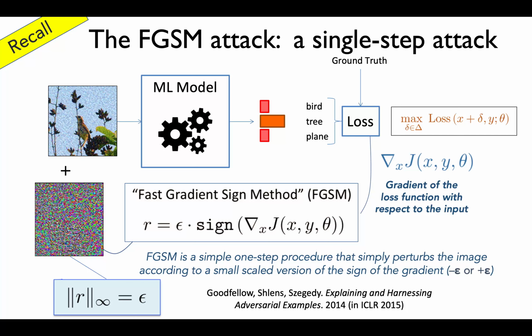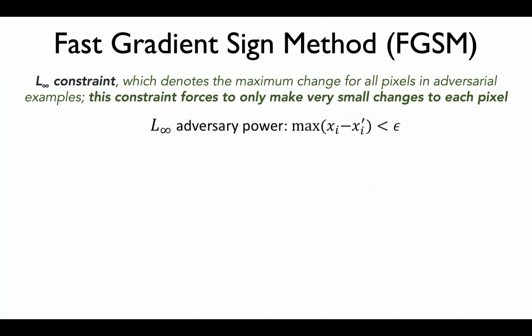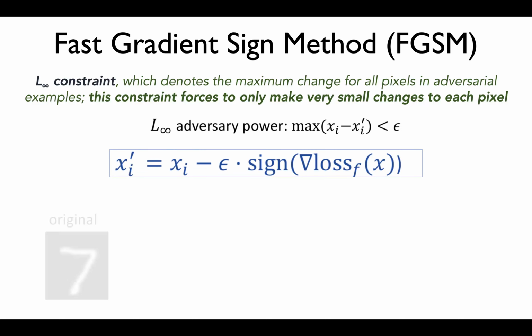The difference between this and the earlier attack is that now we are bounding the L infinity norm of the perturbation that we can make. So the L infinity norm of R here is equal to epsilon. That is also shown here: this L infinity constraint limits the maximum change for all pixels in adversarial examples. So let me show you how this works.